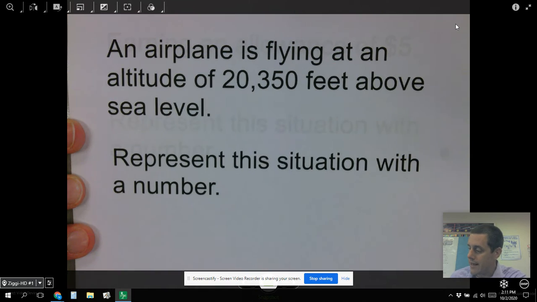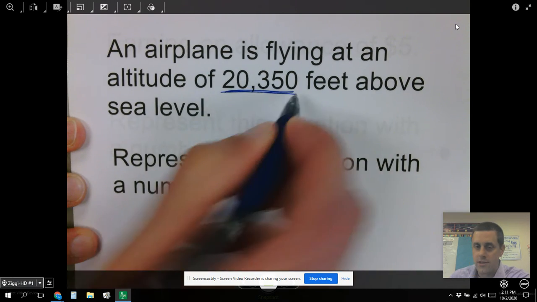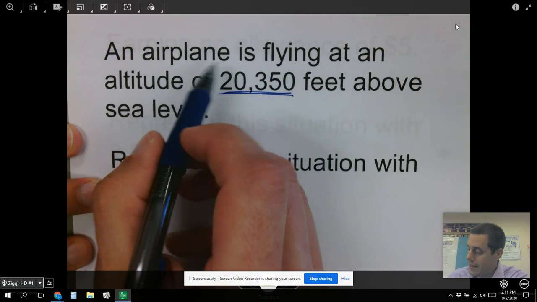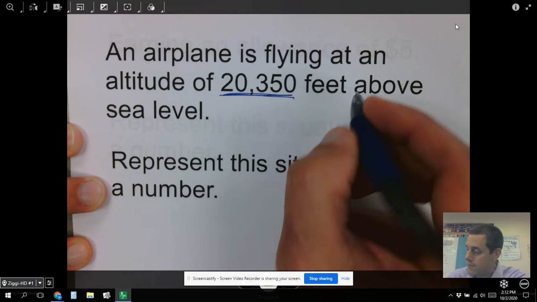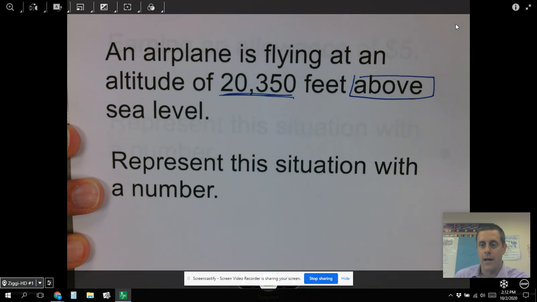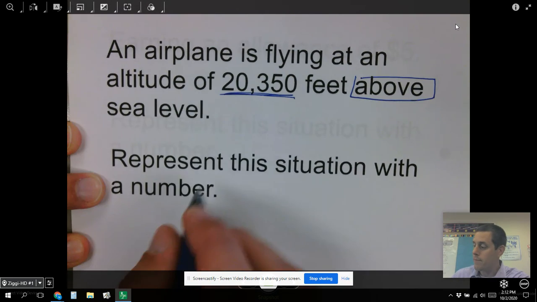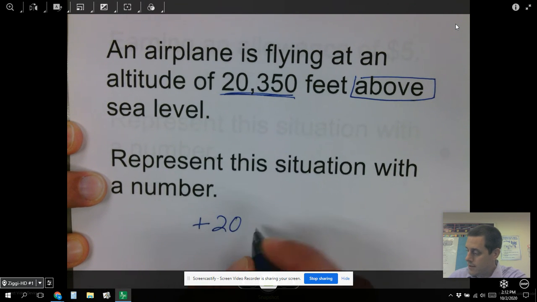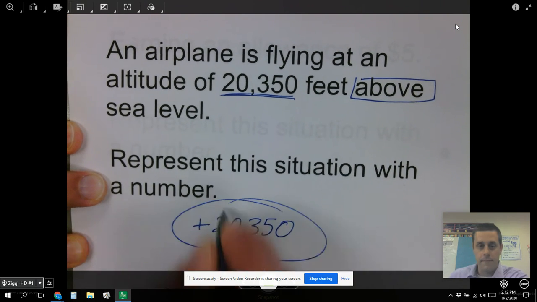An airplane is flying at an altitude of 20,350 feet above sea level. Represent the situation with a number. Well, the value in this situation is 20,350. Now we need to determine, will that integer be positive or negative? Well, the key word in this, the plane is flying at an altitude of 20,350 above. Above is a keyword for positive because it is increasing in value. So being 20,350 feet above sea level, the integer would be positive 20,350.